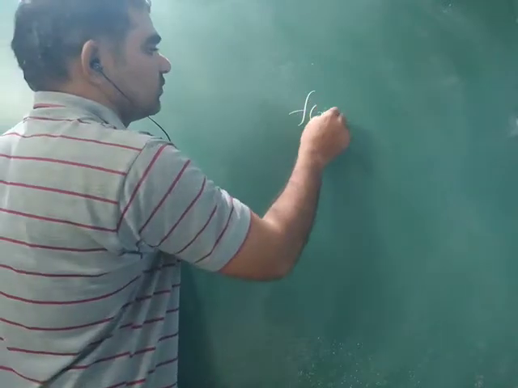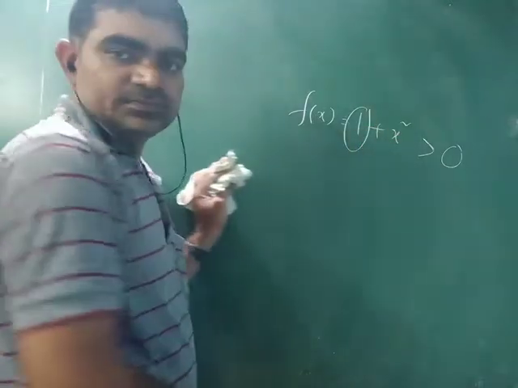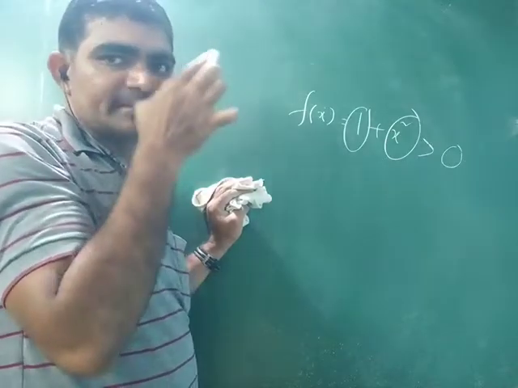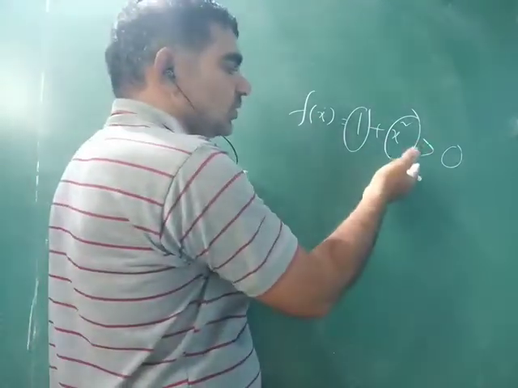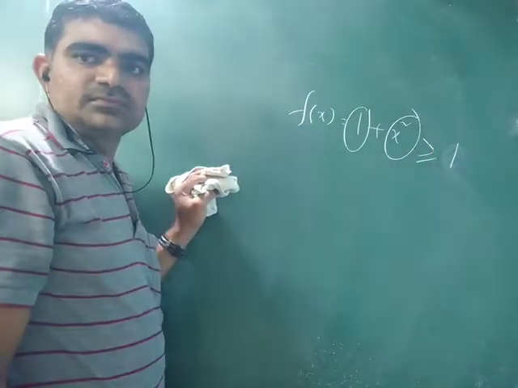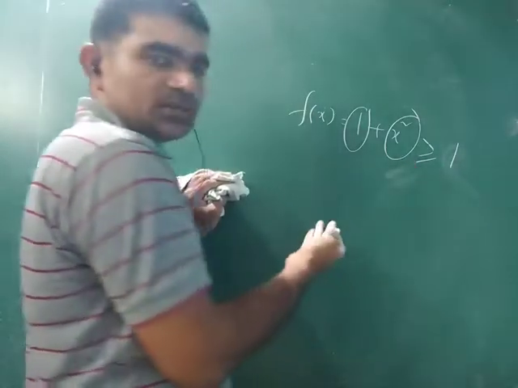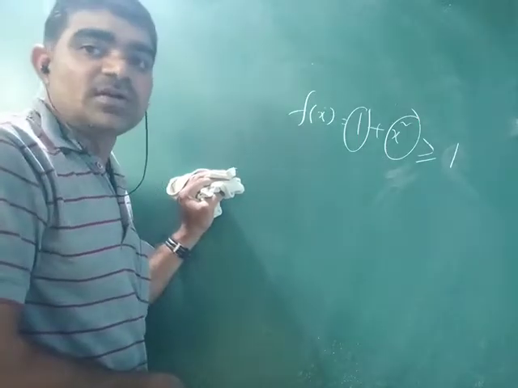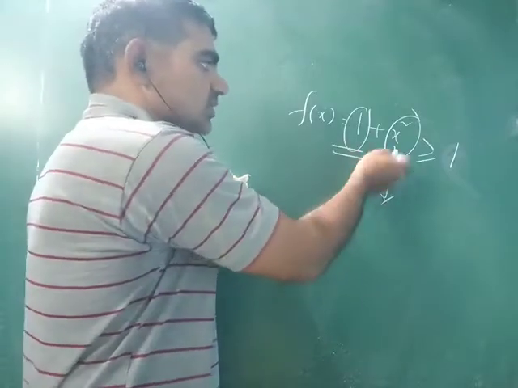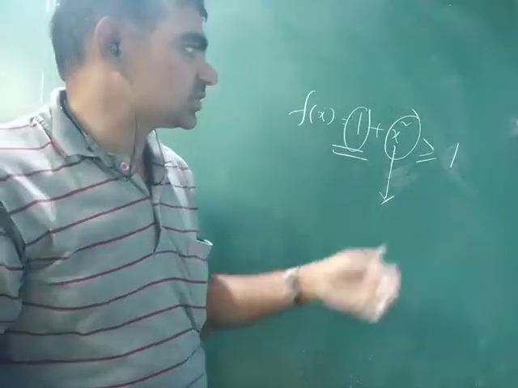Why did I write like this? f of x is 1 plus x square, which is greater than 0 because 1 is positive. Because 1 is positive, right? x square is always positive. So you can say either it is greater than 0 or greater than or equal to 1. Correct or not? Greater than or equal to 1 also, because it's a perfect square. 1 is positive, x square is also positive. The sum of positive numbers is again positive, no? So it is greater than or equal to 1.